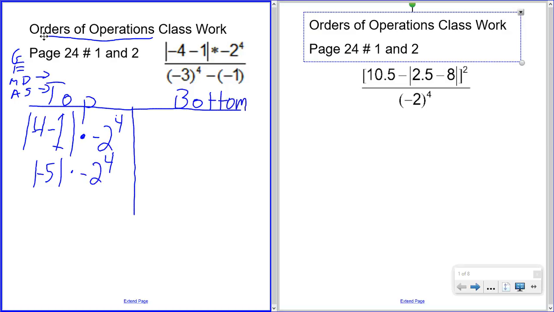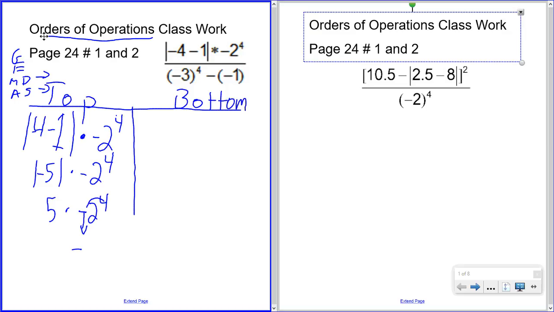Now I still haven't taken care of this grouping, because that's the absolute value of -5, which equals 5. Now we have 5 times -2 to the 4th power. Then I'm going to evaluate the exponents. I've done my grouping, exponents next. I'm going to take 2 to the 4th power. Well, what about this negative? The exponent can only see the negative when it is inside of parentheses. So that is not inside of parentheses, so that negative is just going to drop down and be a part of the answer.